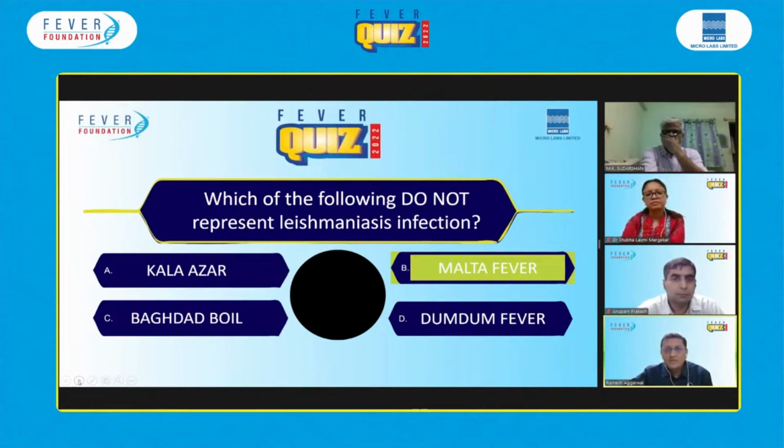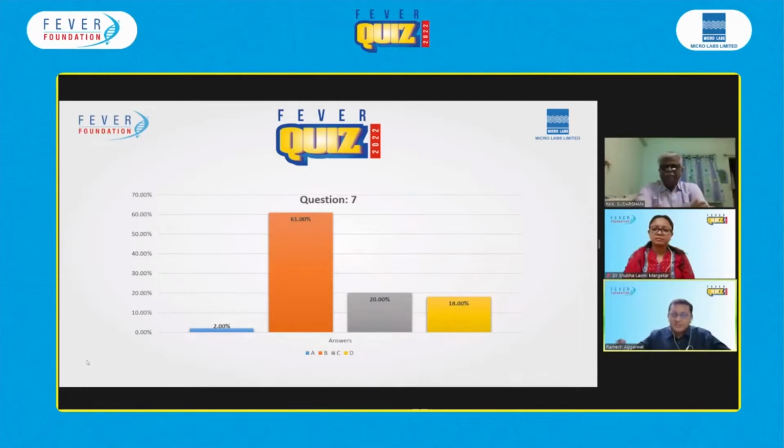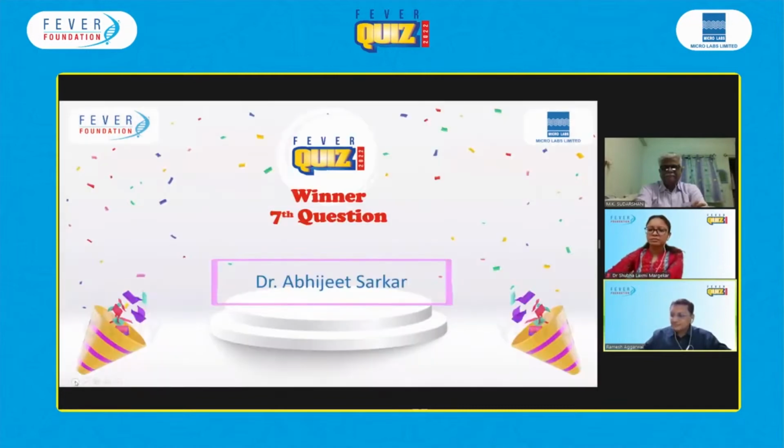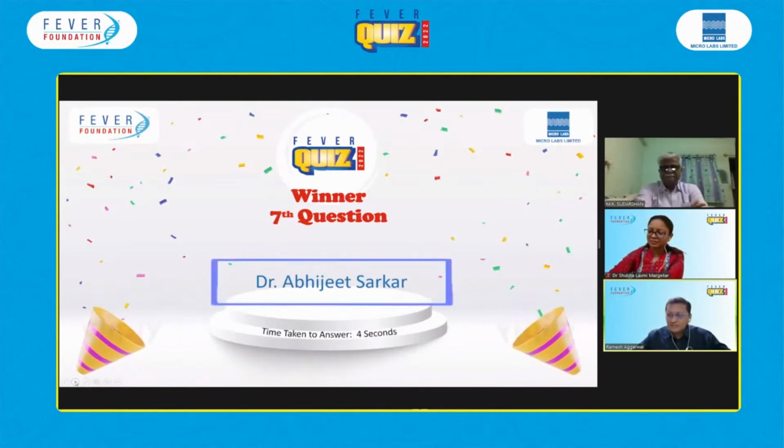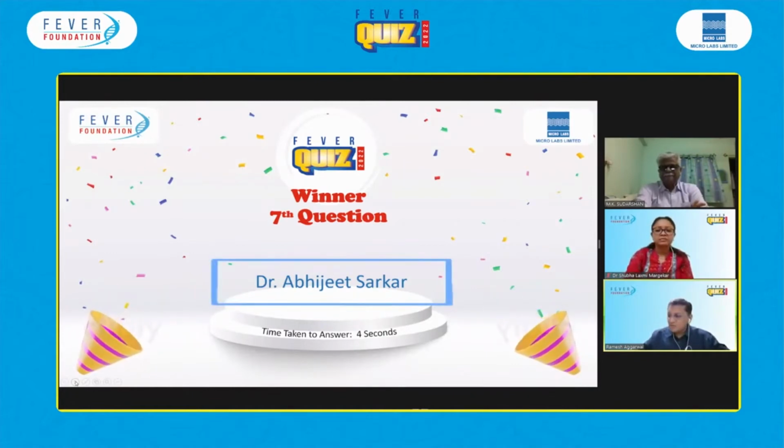So can we see how many students have really got it right? So 61% of the students were right, and around 40% still were confused about this. So that's nice to learn. Okay, can we show, Computer ji, who is the winner of this question? So Dr. Abhijit Sarkar. Dr. Abhijit, many congratulations. So probably this is your second correct question, and you are actively competing with Dr. Kanak, who also got 2 questions right. So many congratulations to you, and we can have the next question, Computer ji.